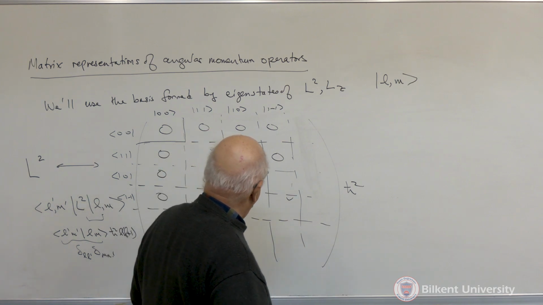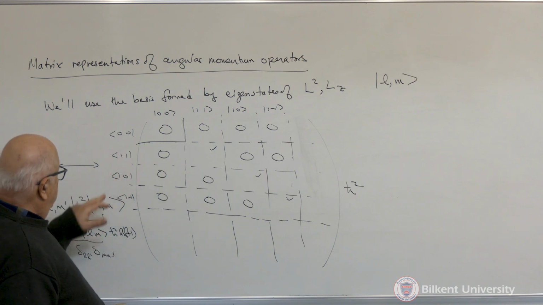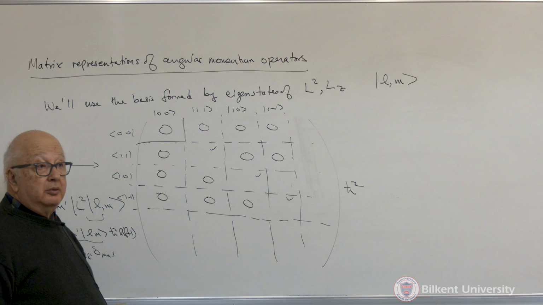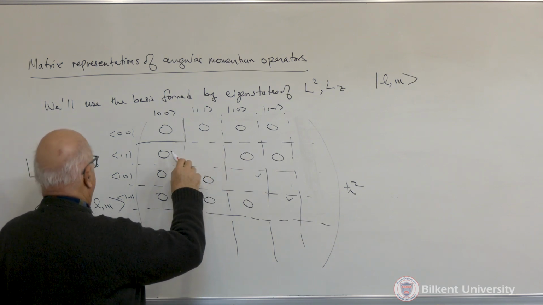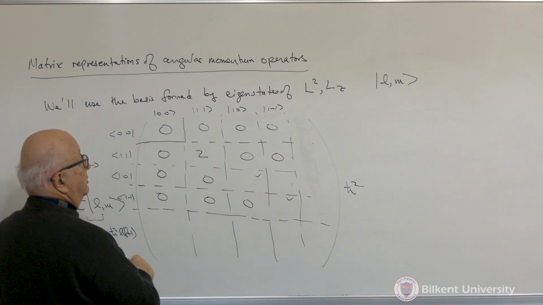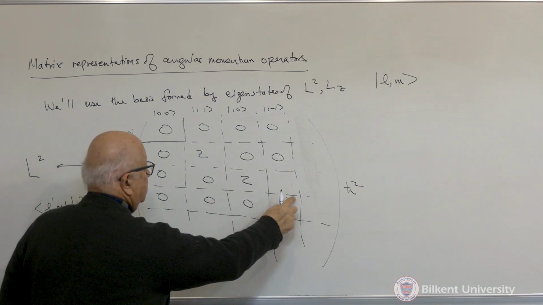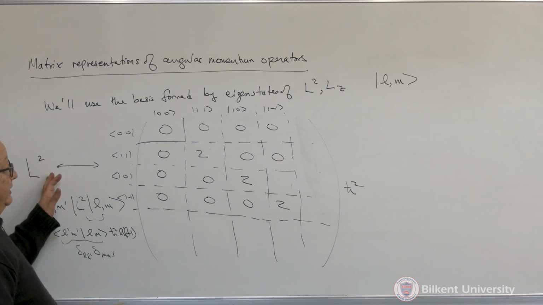So I have something like this. Let's look at those diagonal elements. What's 1,1 L squared 1,1? It's 2 h bar squared. What about this one? Same. This one? Same. Okay, so that's our L squared operator.